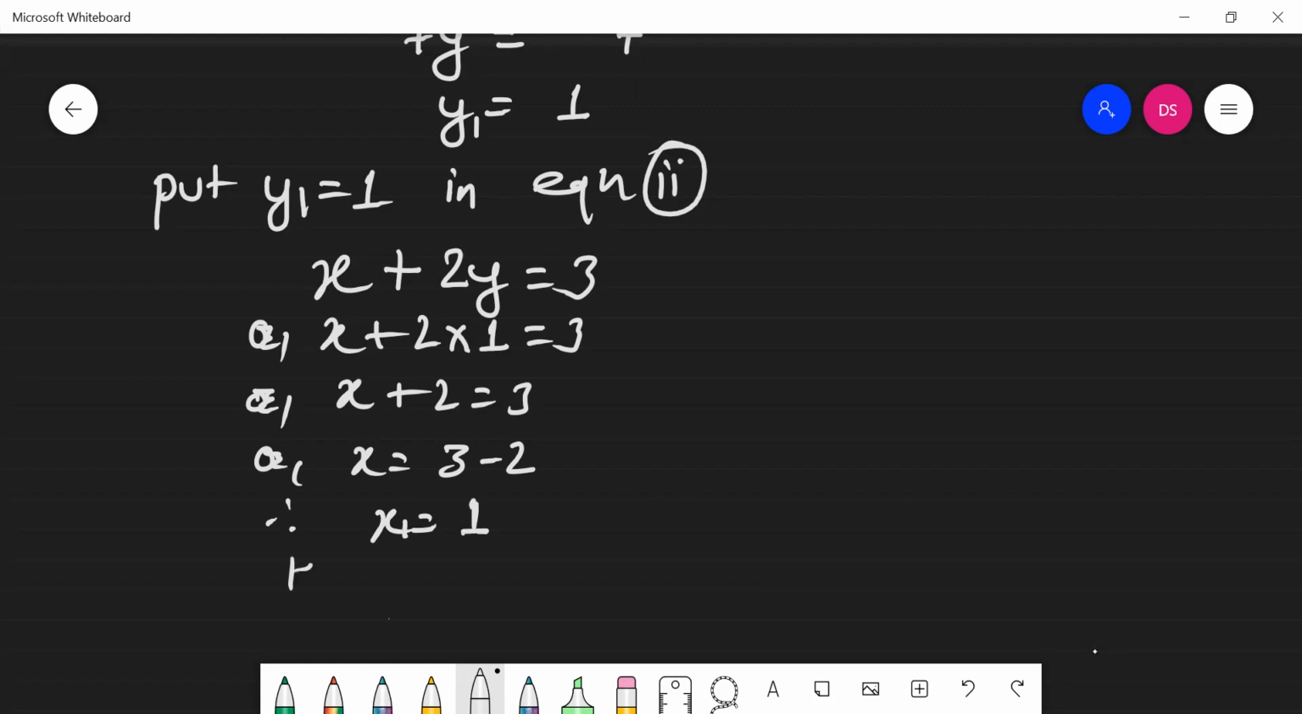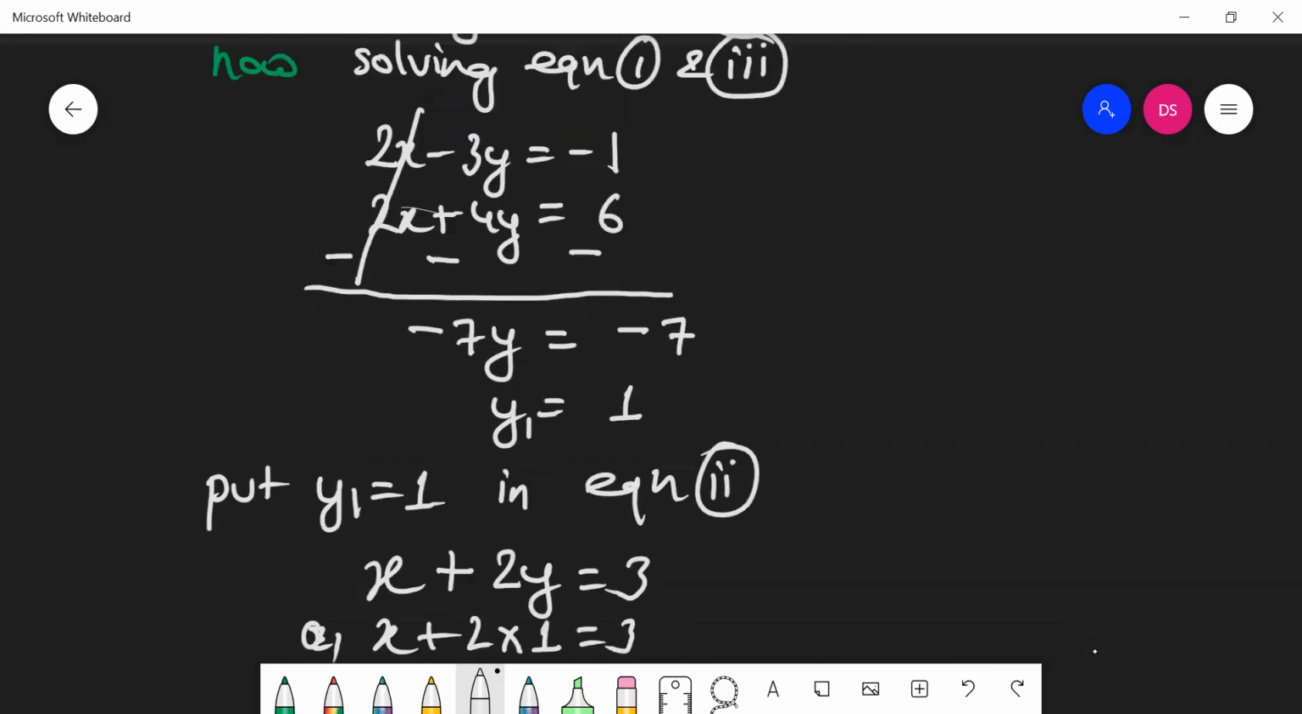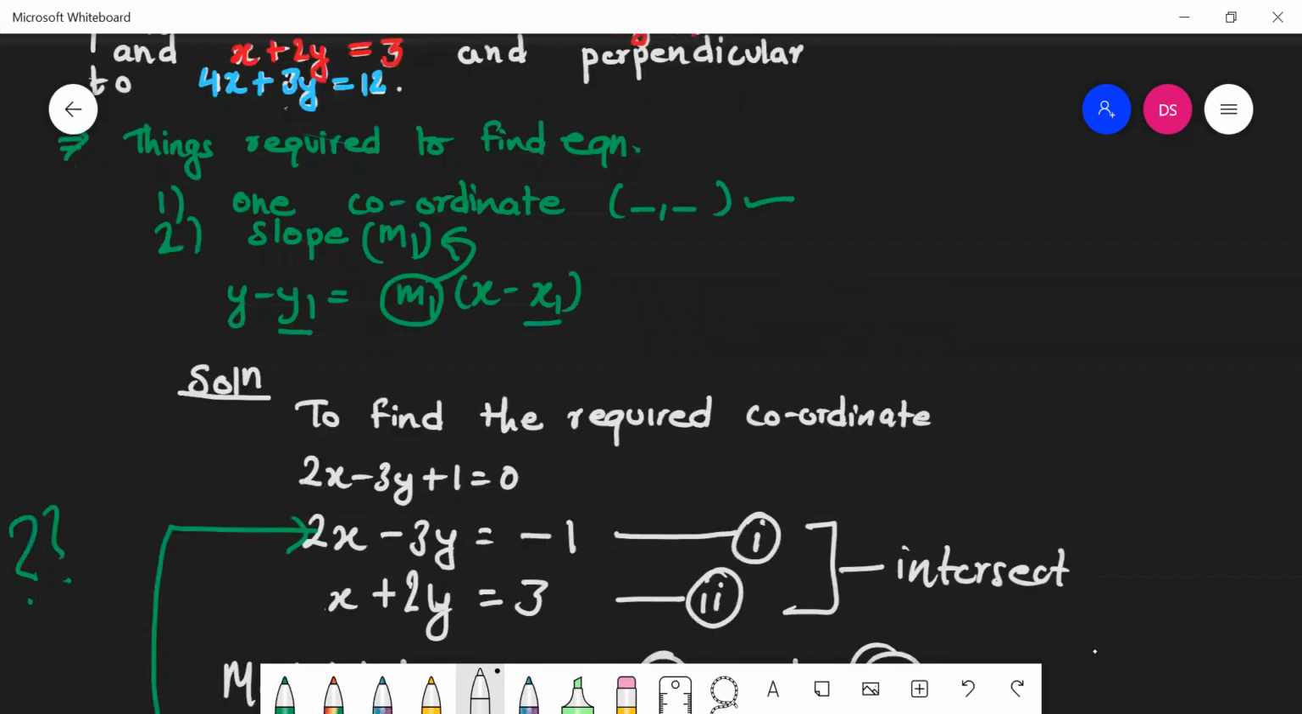Hence, the required coordinate is 1 comma 1. Wow, that's a very cool answer. The x coordinate is 1, and the y coordinate is also 1. Okay, so according to our checklist, let me go back to the beginning part before I did the solution. So this is done. Right, the coordinate part is done.